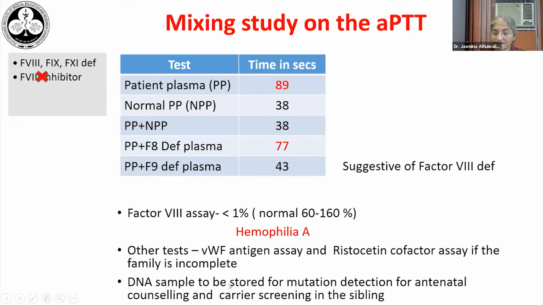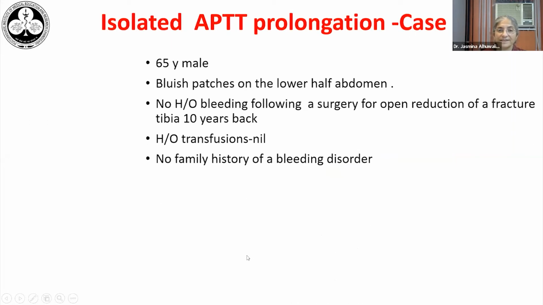Because for further pregnancies, we may need to do carrier screening and antenatal counseling, and we need to be very sure that we exclude a severe von Willebrand disease in these individuals. Okay, coming to the second case.